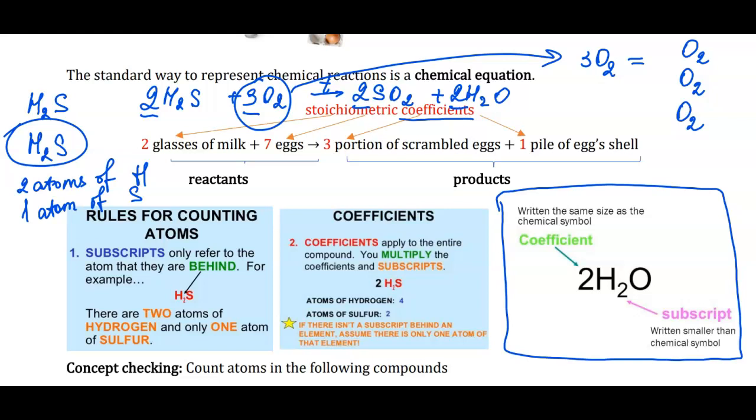Okay, and this scheme shows you the difference. Subscripts are written smaller than the chemical symbol, so it would not be correct to write like this, right? No, that's not correct. So this is the way: H and smaller, lower, 2, H2O. This is a subscript. But the coefficient is the same size as the chemical symbol, or maybe a little bit bigger. Okay.